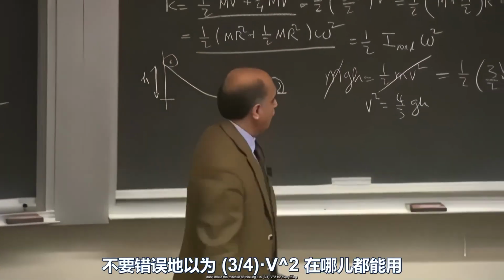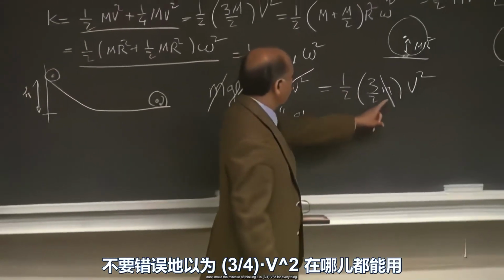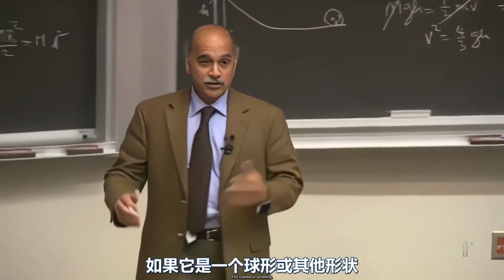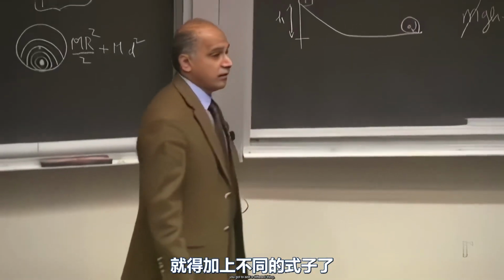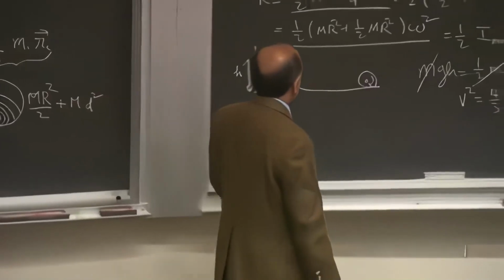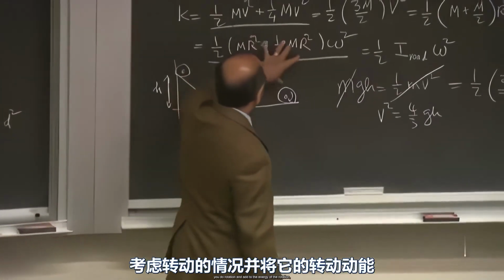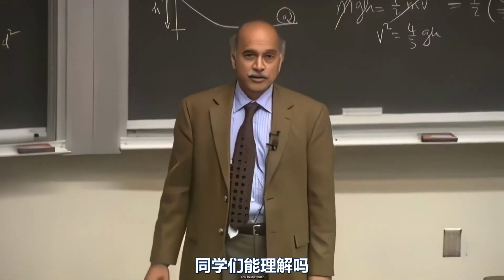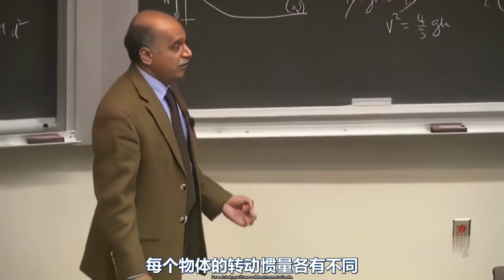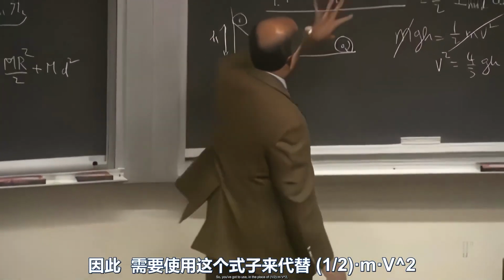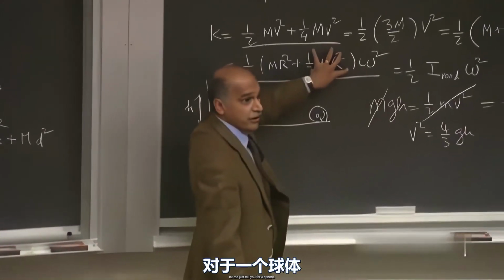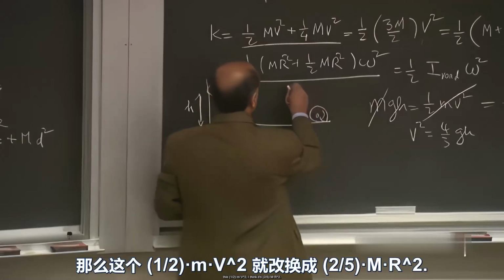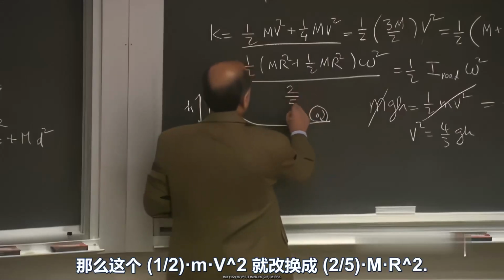By the way, don't make the mistake of thinking it is 3/4 mv squared for everything. It is 3/4 mv squared for a cylinder. If it's a sphere or something, you got to add a different thing. But every time you will have to find the moment of inertia due to rotation and add the energy of the rotation to the energy of translation. You follow that? For each body, you'll have a different moment of inertia. So you've got to use, in the place of 1/2 mv squared, let me just tell you for a sphere. If this was a sphere, not a disk, they all look the same. But if it's a sphere, this 1/2 mv squared, I think it's 2/5 mr squared.